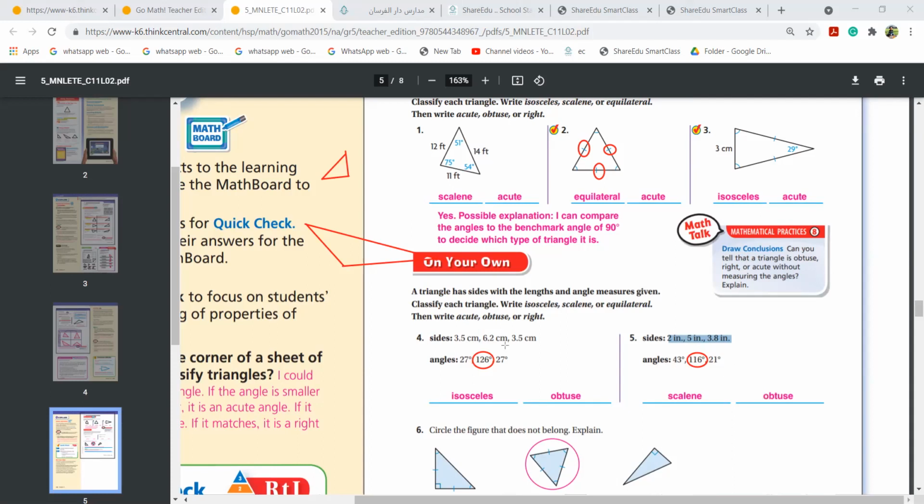Do you understand? Why is this isosceles? Because of 3.5, two sides are equal. When two sides are equal, it is called isosceles. When all three sides are different, it is called scalene. I will write down for you here. Two sides are equal. And in this question, all sides are different. Okay? Now did you get it here?